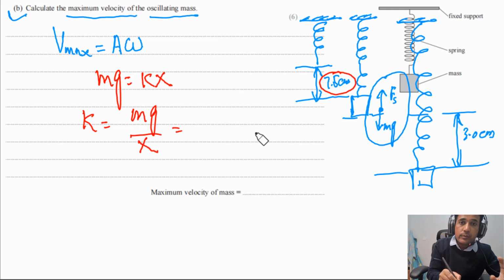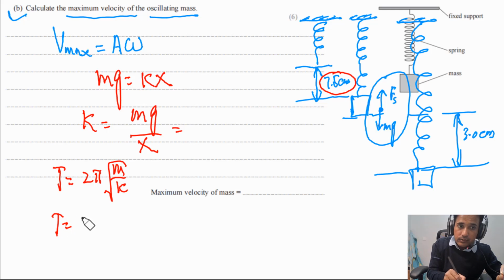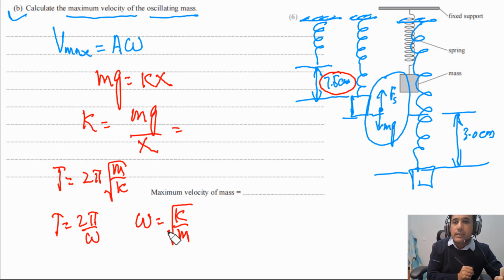You can find omega in two different ways. First thing you need to understand, the time period of a spring-mass system is equal to 2π√(m/k). If you compare, T is also equal to 2π over omega. So if you compare these two, we will get omega is equal to √(k/m).